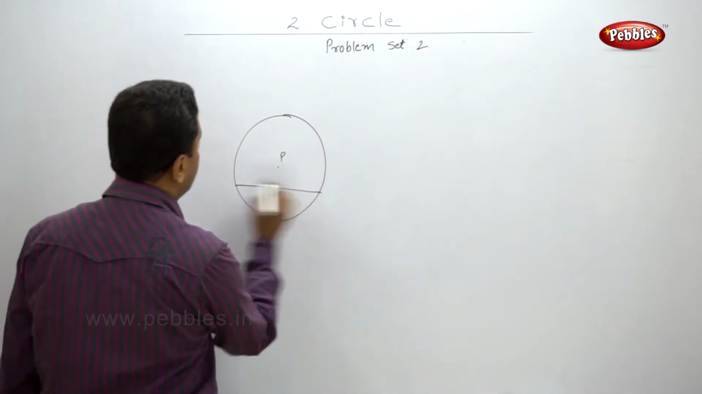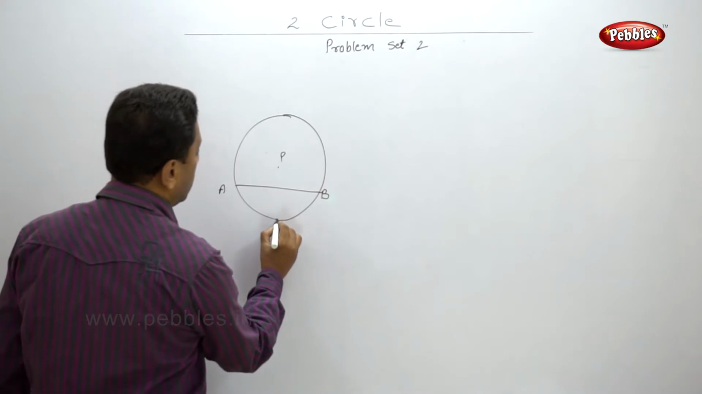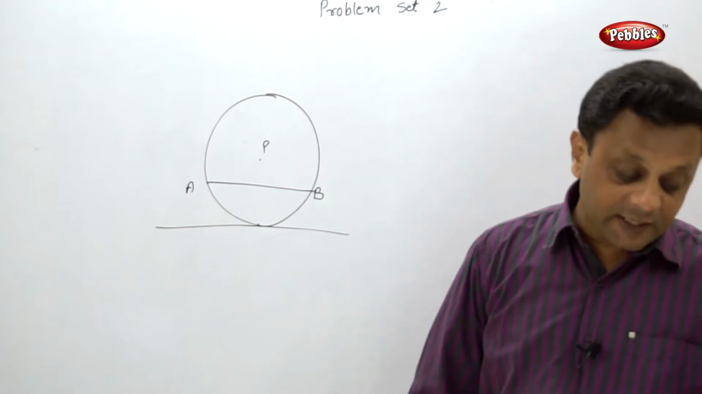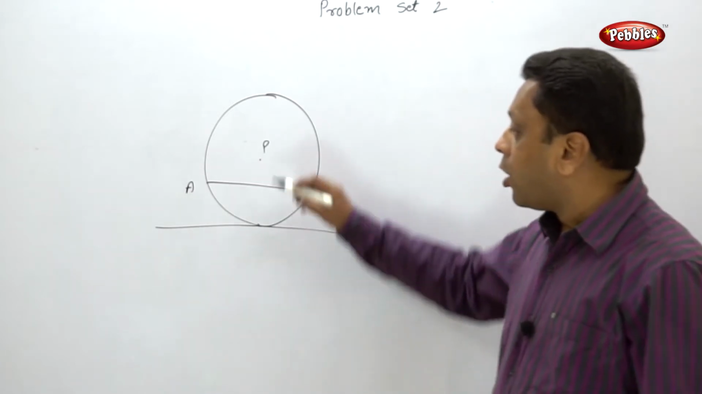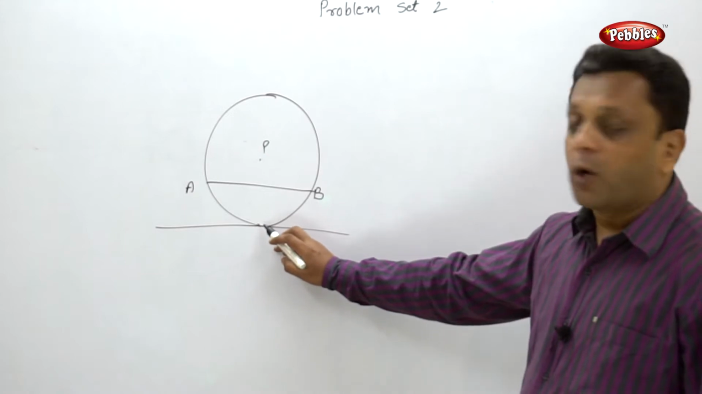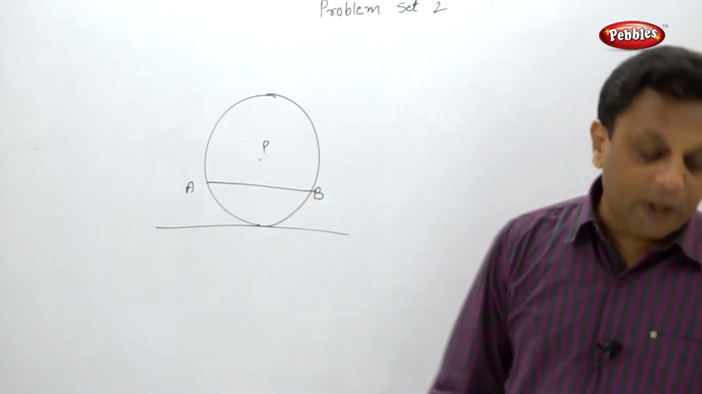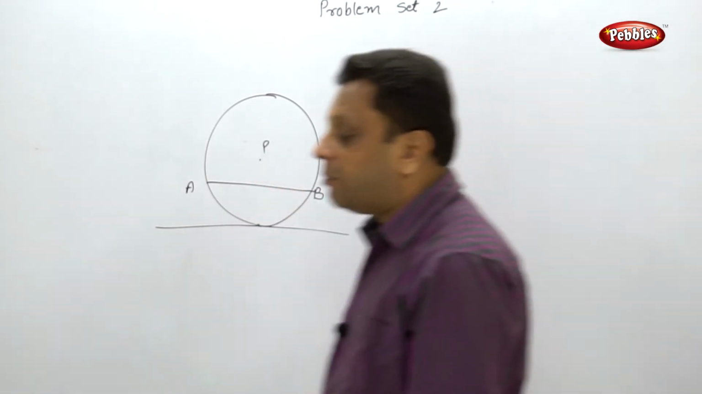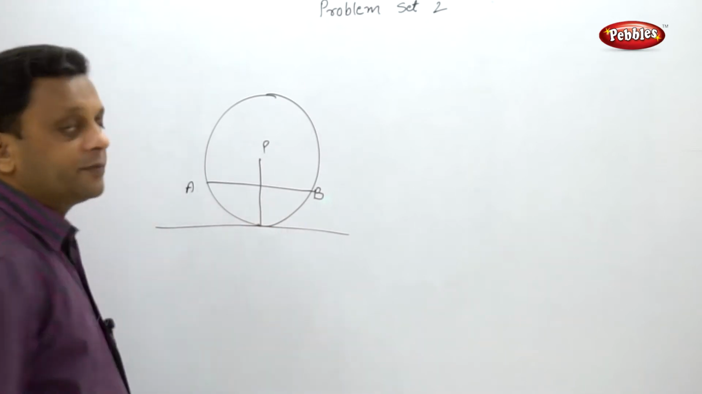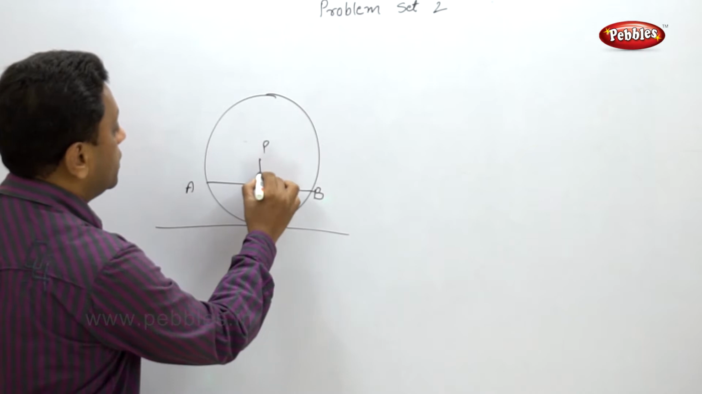This is the chord AB, and this chord is parallel to the tangent and intersects the radius drawn from the point of contact. From this point, when we draw the radius, the chord intersects at the midpoint of the radius. If you connect, this is the midpoint Q. So this is equal to this.